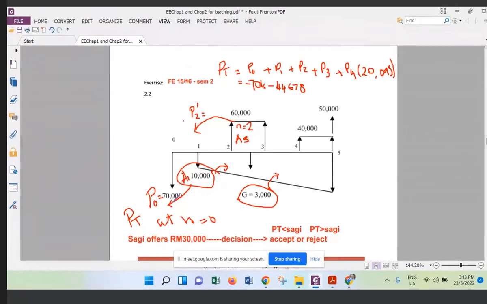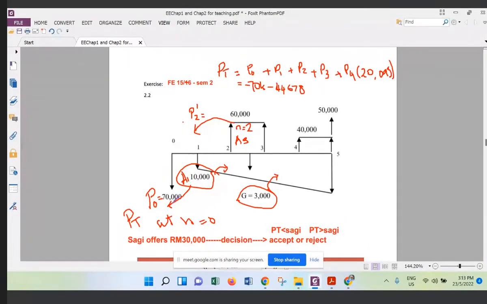Alright. So what is the P2 prime? Saya salah tu. Okay, tak apa, cuba lagi. Dapat 91,000, kata. 91,000, alright.